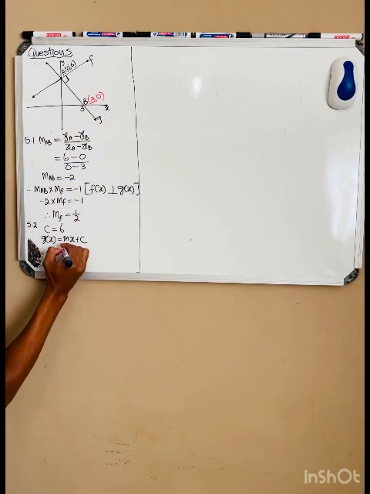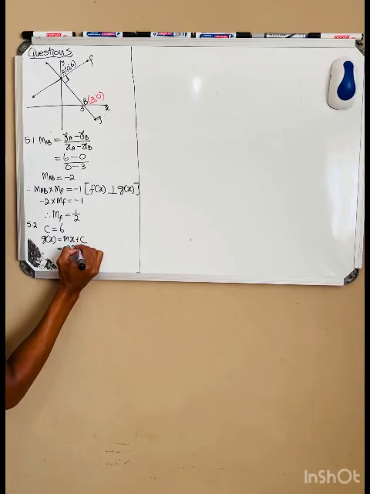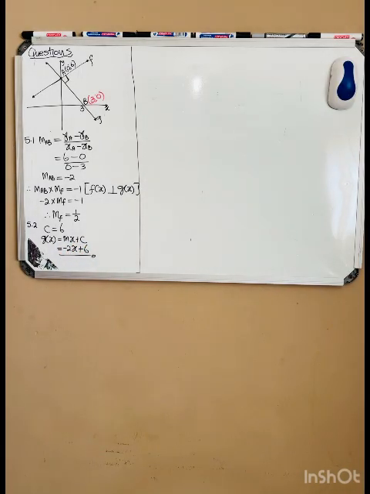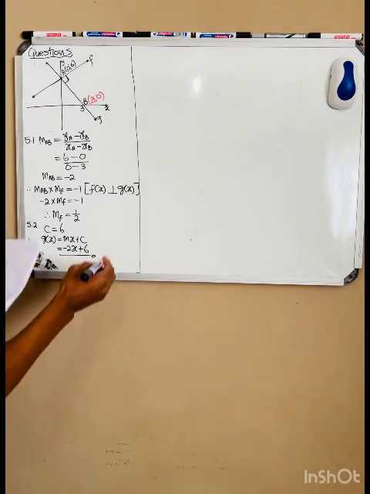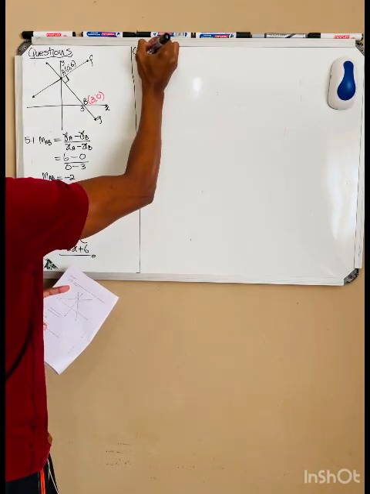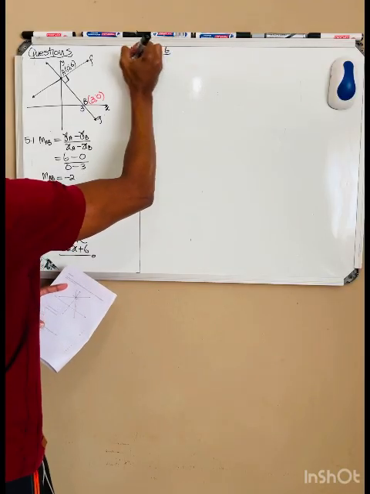What is the gradient of g? Minus 2. Then we'll have minus 2x, then plus, what is c? 6. Then we're done. Then we'll go to question 6 right away. I hope it's clear in question 5.